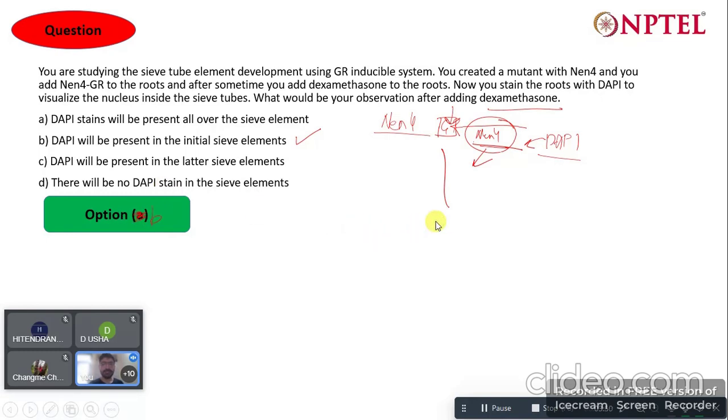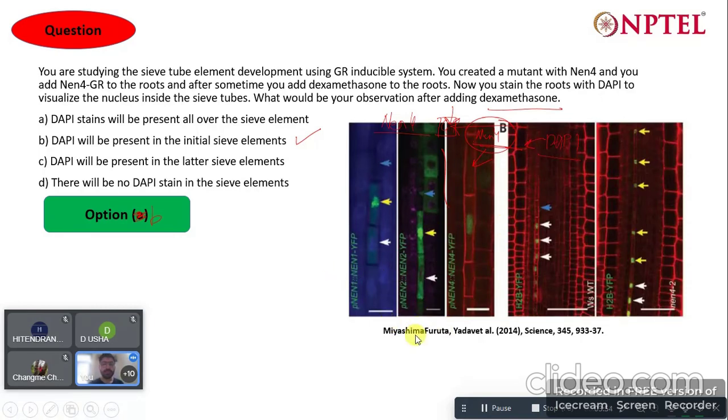This can be better explained with the image. NEN1 to 4, we know that these help in the nucleus degeneration process. In the wild type, these are the initial sieve elements, and these are the later sieve elements that have the nucleus degenerated. When NEN4 is mutated, we can see some nucleus present in the later sieve elements also, because the nucleus is not fully degenerated. When we add dexamethasone, NEN4 will be present here and it will help in the degeneration of the nucleus. The DAPI stain will be blue in color, so it will be visible in the initial sieve elements rather than the later sieve elements. Okay, so any doubts in this?